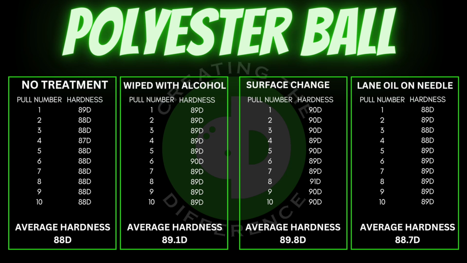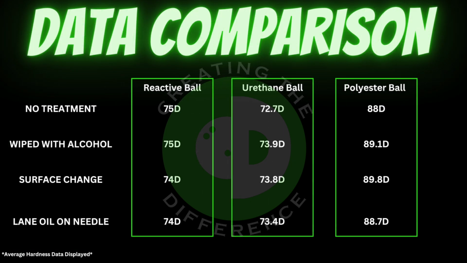The average hardness of the no treatment ball was 88D. When it was wiped off with alcohol, it went up to 89.1D. The surface change made it go to 89.8D, and lane oil on the needle went to 88.7D. So let's take a look at the data side by side to really see the differences between these bowling balls.